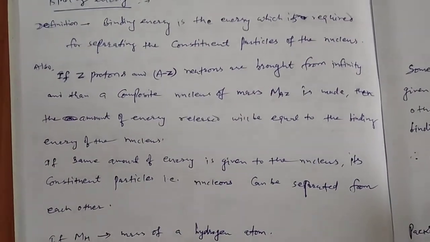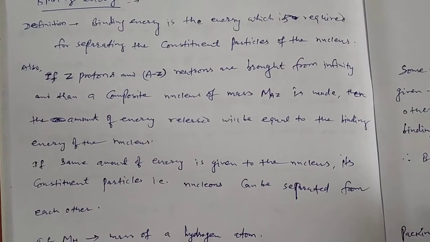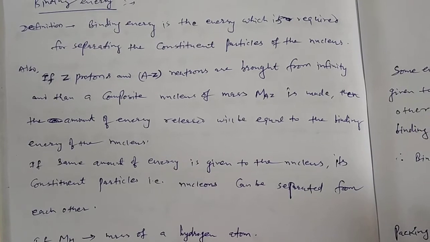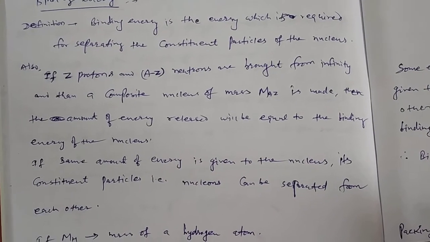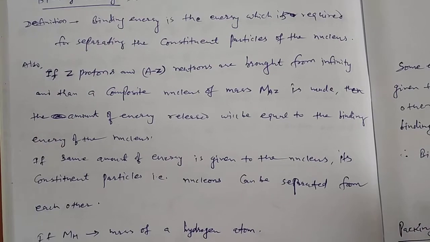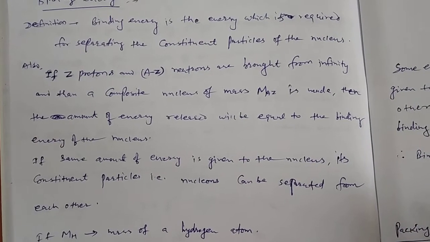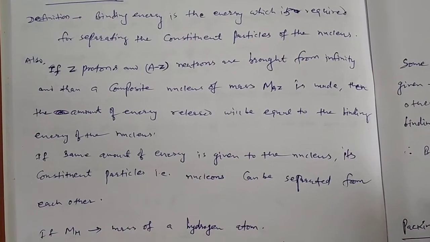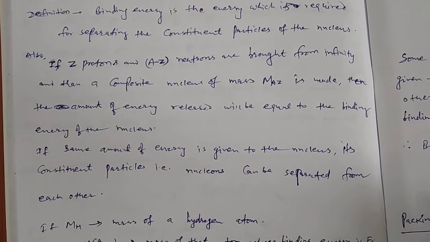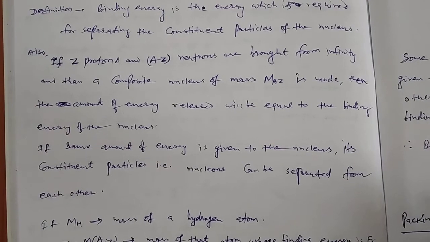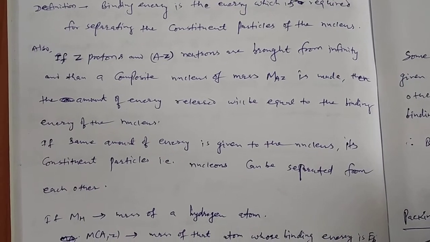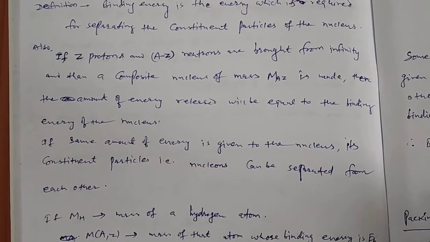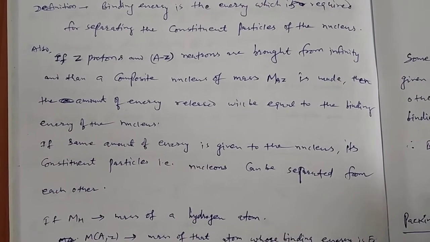So the binding energy is defined as the energy which is required for separating the constituent particles of the nucleus. We know that the constituent particles of a nucleus are nucleons, which means protons and neutrons. So if we supply an amount of energy to the nucleus to separate these nucleons from the nucleus, then this amount of energy is called binding energy.